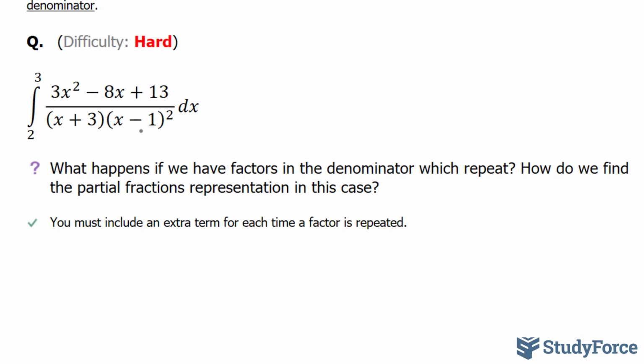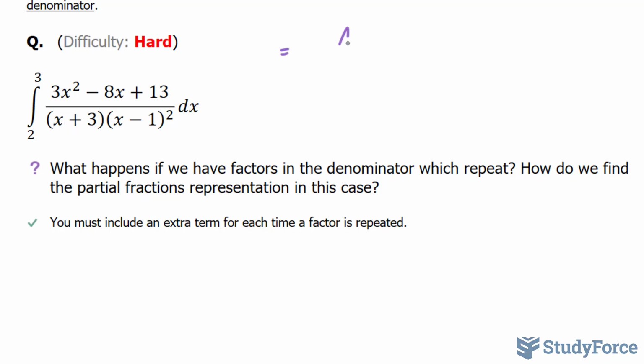The question we have to ask ourselves is, what happens if we have factors in the denominator which repeat? As you can tell, this factor repeats. How do we find the partial fractions representation in this case? To do this, you must include an extra term for each time a factor is repeated. So we'll start off with this factor.